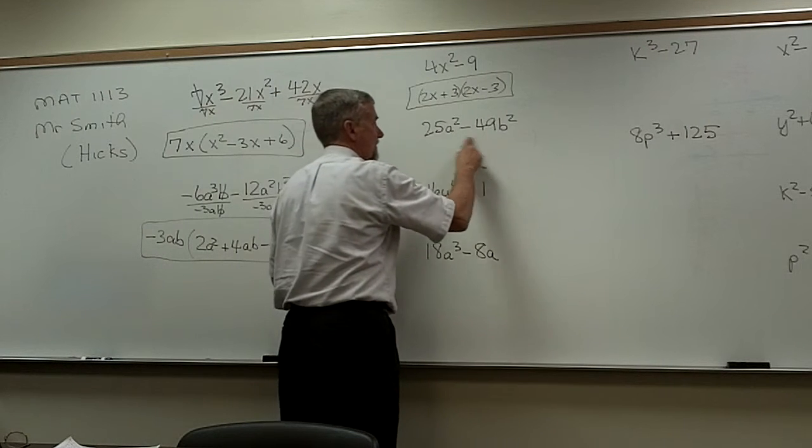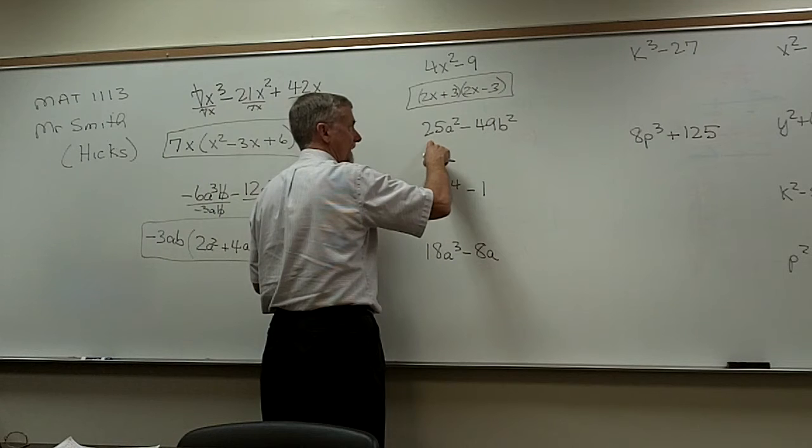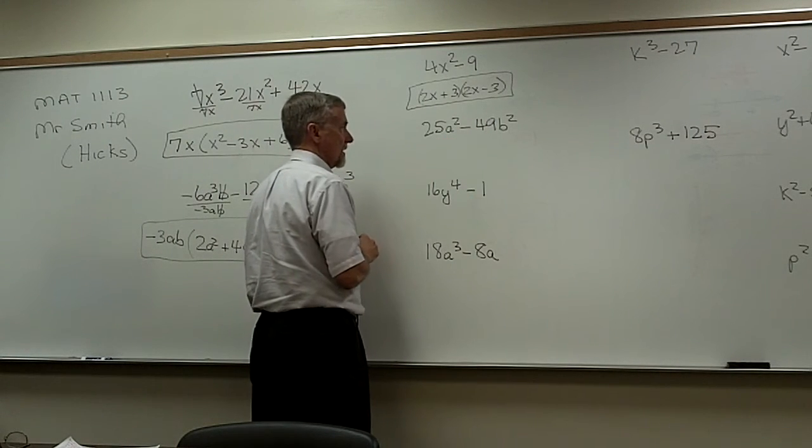Here we look for a common factor. There is none. A's here, B's there. The only factors of 25 are 5s, and the only factors of 49 are 7s. So both of those are perfect squares.